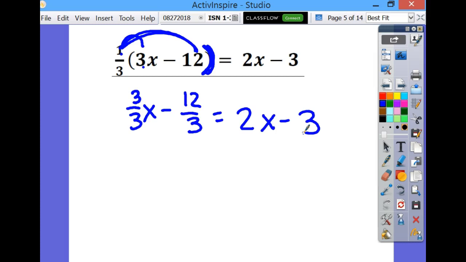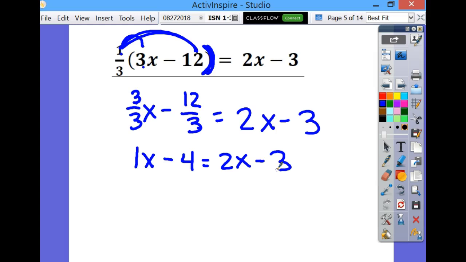Now I need to reduce. What is 3 over 3 reduced to? What is 12 divided by 3 reduced to? Do I have to worry about fractions anymore? Some people got all the hard fraction stuff right, and then they made a sign mistake on this next part. Now I need to get the x's together. I need to get the whole numbers together.